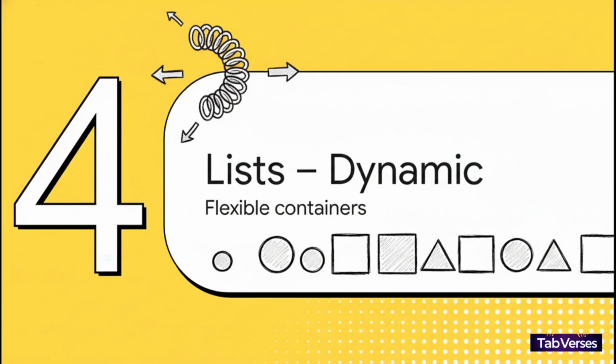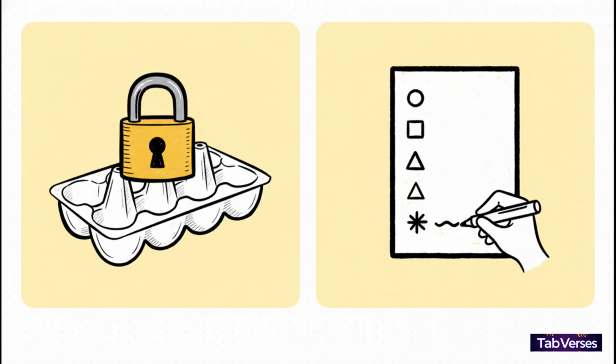So what happens when you don't know the size up front? That's the perfect job for our next collection type, the list. Right, if an array is that rigid egg carton, a list is like a shopping list. It starts empty, and you just keep adding things to it as you go. It's totally dynamic, super flexible, and it grows or shrinks whenever you need it to.